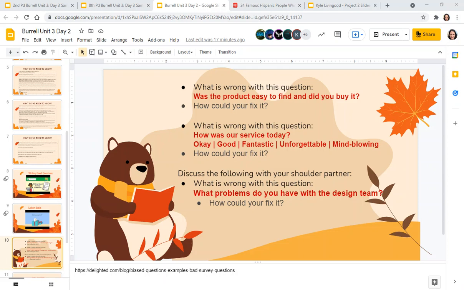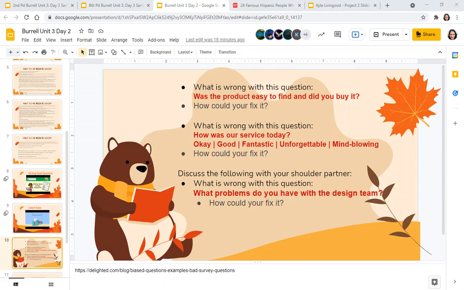All right. Last one, what problems do you have with the design team? Raise your hand if you want to tell us what's wrong with that. It's way too open-ended. So it's too open-ended. That's definitely one of the things that's wrong. And what's another one? The person who made the survey hates the design team. Yeah, so you can already tell the bias of the surveyor too. So 2 things that are wrong there.